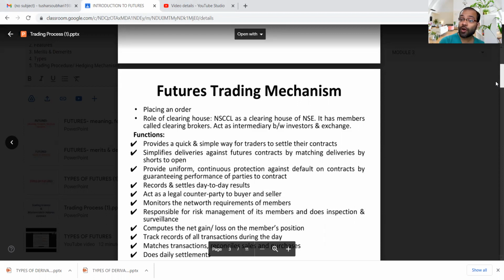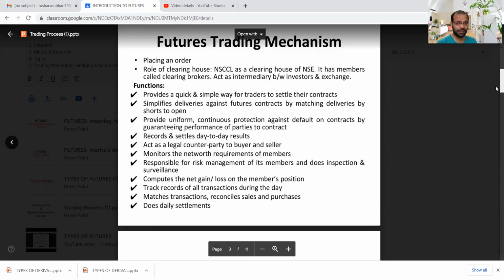Now, there are some very important functions of clearing houses. This is also important for a Part B sub-question. First, to provide a quick and simple way of trading for the traders to settle their contracts. Then to simplify the deliveries against the futures contract by matching the delivery, by making shorts open, selling and all. Then to provide uniform, continuous protection against default on the contracts by guaranteeing the performance of the parties to the contract, recording and settlement of the day-to-day results and all. Then acting as a legal counterparty to the buyer and the seller.